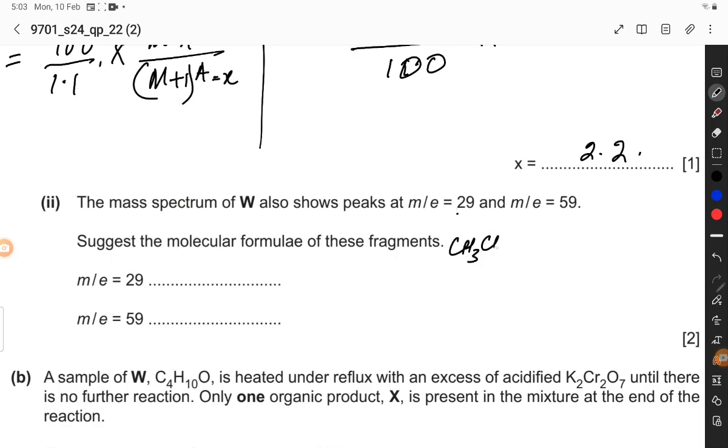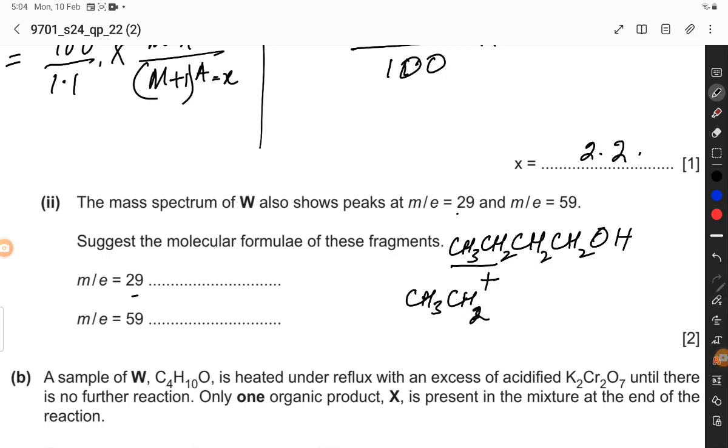CH3, CH2, CH2, CH2, O, H. So this molecule 1 is 29, so 29 would be this. We split this molecule fragment into CH3, CH2.